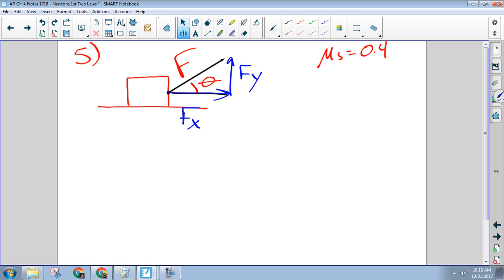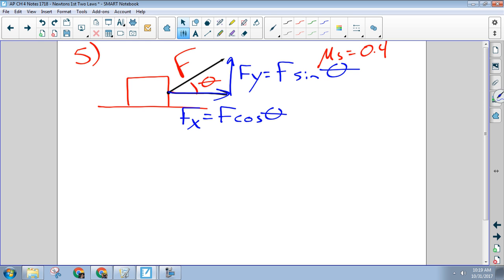Now, I want to express those in terms of the variables we're concerned about, which for us is F and theta, right? So do you guys agree that Fx is just F times the cosine of whatever theta is, and Fy is just F times the sine of whatever theta is? All right, so I think most people got that far. Is everybody okay up to there?